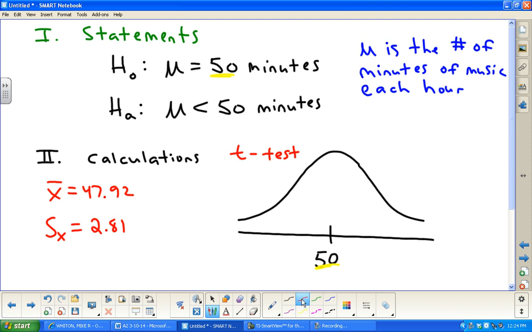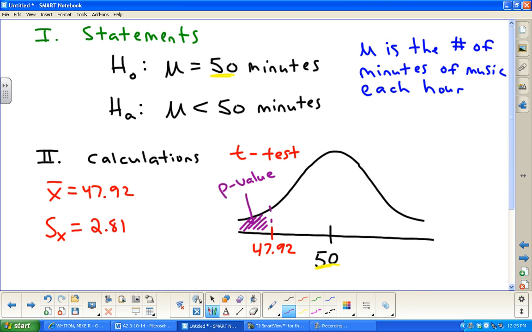Our sample value was less than that. It was 47.92. Somewhere over there. And again, I don't know how far out yet. We've got to figure this out. In order to get the p-value, the p-value is going to be the area that is as extreme or more than your sample value. What that means is it's farther away from the mean. It's going to be the area of one of the tails.